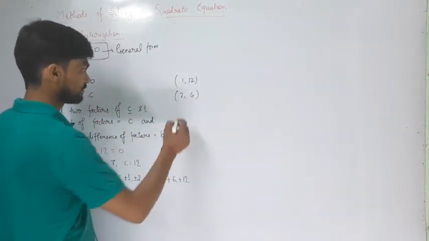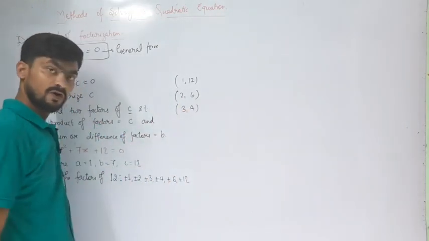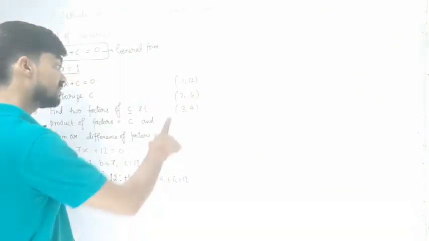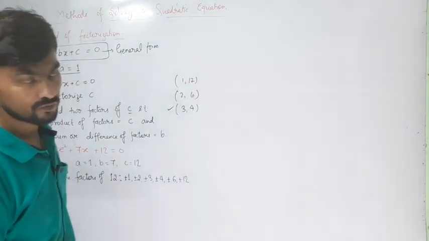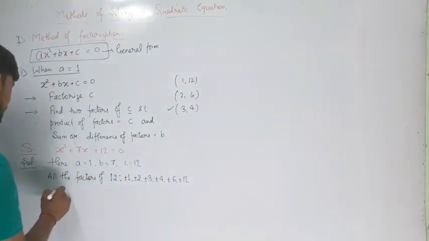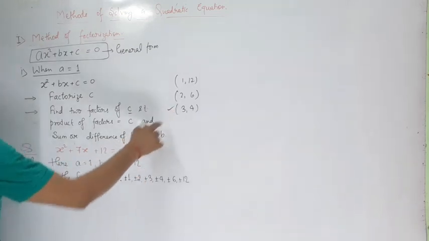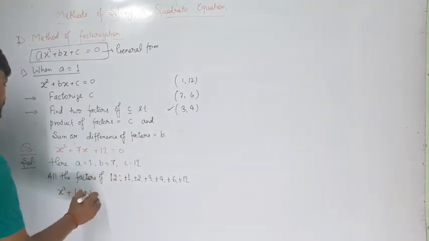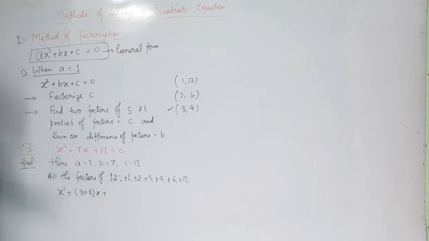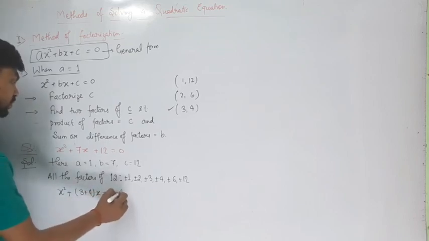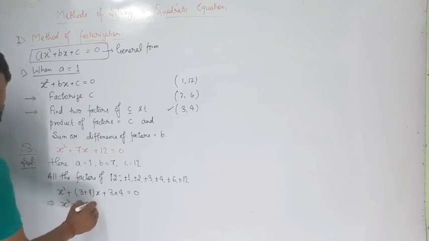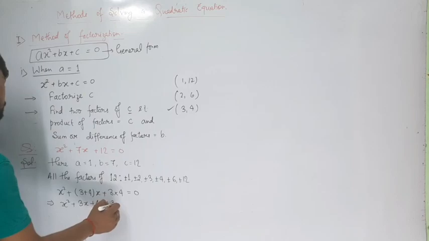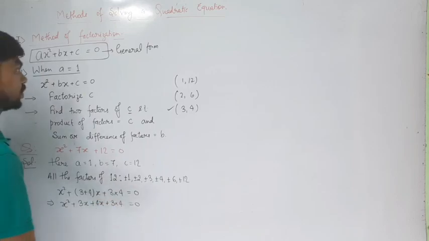Next, 3 and 4. Obviously their product is 12 and their sum, what is their sum? 7. So we will take these two factors. So we will write x square plus, at the place of 7 we will write 3 plus 4, x plus 12 can be written as 3 into 4 equal to 0. That can be written as x square plus 3x plus 4x plus 3 multiplied by 4 equals 0.